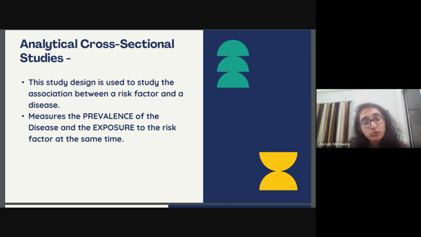So as I mentioned, we're establishing an association between exposure and disease. At the same time, we also are measuring the prevalence of the disease and the exposure of the risk factor, like at the same time. Unlike descriptive studies, where we were only looking at the prevalence of the disease in the population.